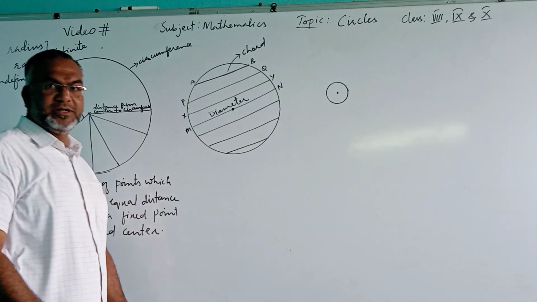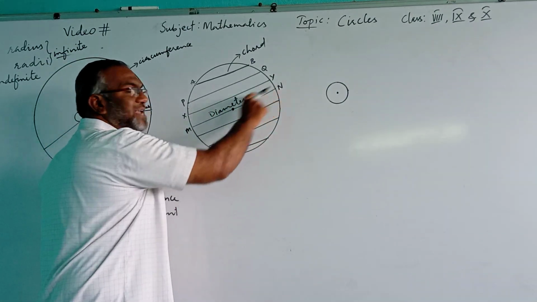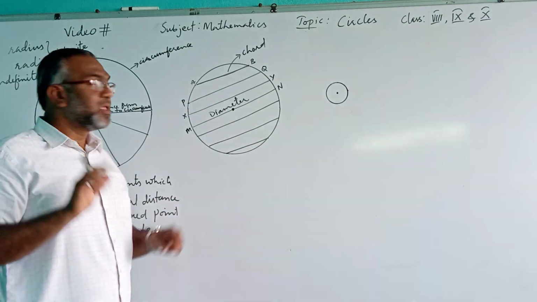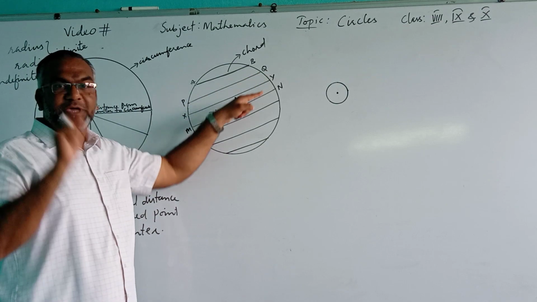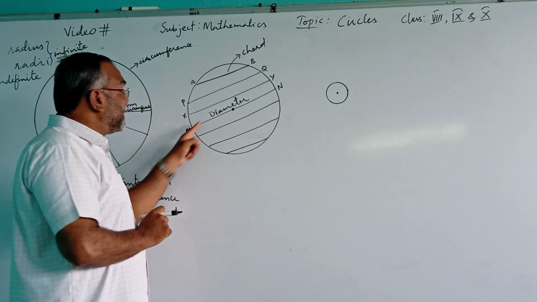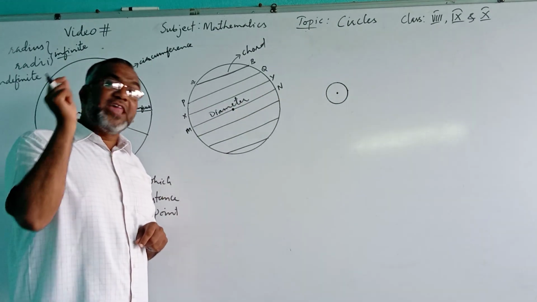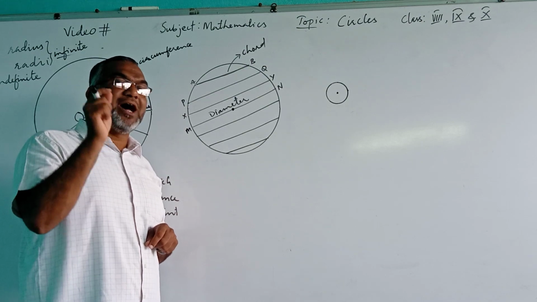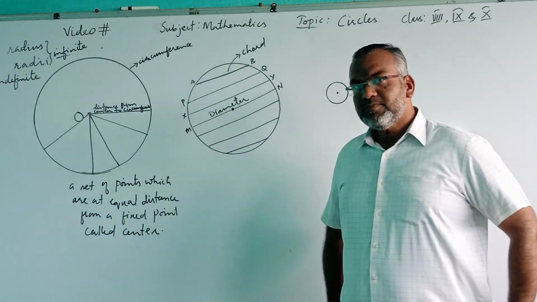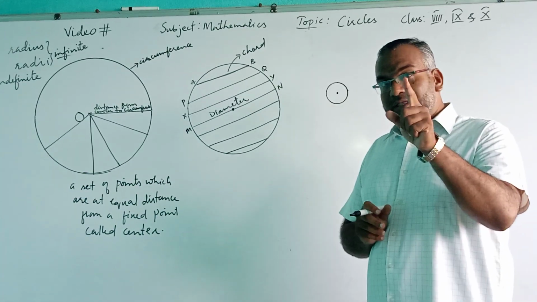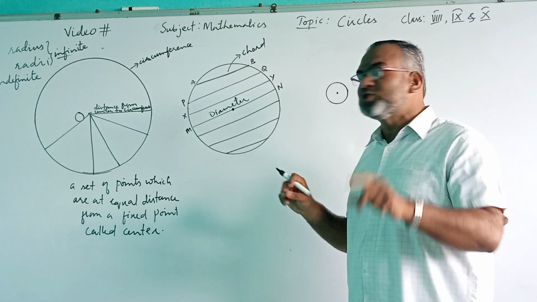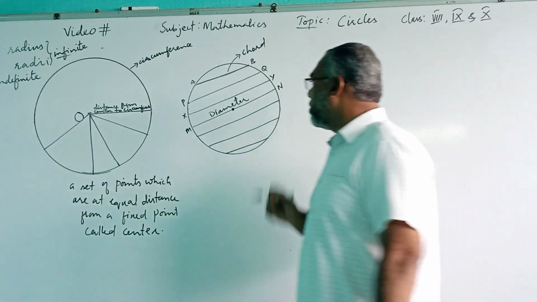and that chord has a special name called diameter. This chord MN is the diameter. What about XY? XY is not a diameter. It's just a chord. PQ is just a chord. AB is also just a chord. But MN is a chord as well as a diameter because it is passing through the center. So the definition of diameter: a chord which passes through the center. The longest chord, which passes through the center, is called the diameter, and it is the longest one, right?